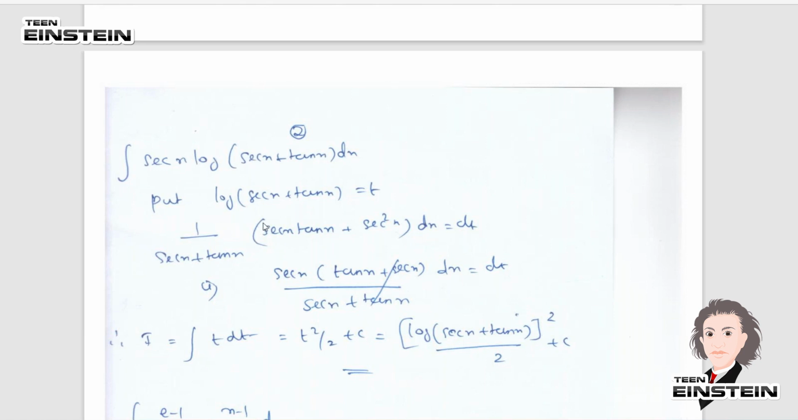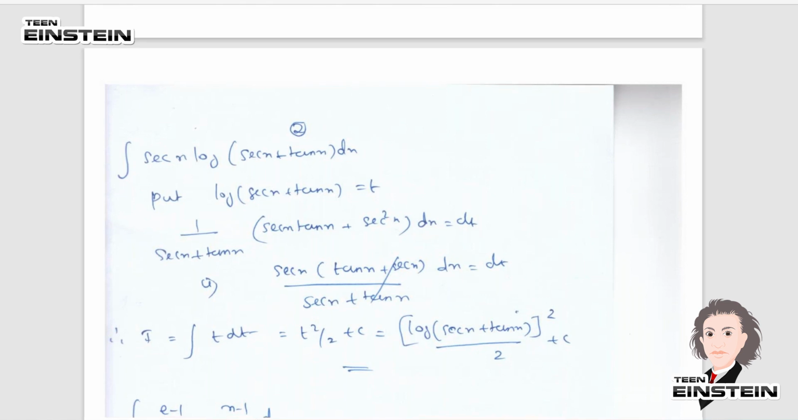Therefore what you are getting is integral t dt. Integral t dt is t square by 2 plus constant of integration c. Now replace t in terms of x. It is log of secant x plus tan x. So log of secant x plus tan x the whole square by 2 plus constant of integration c. Any doubts in this problem? Or shall I proceed?